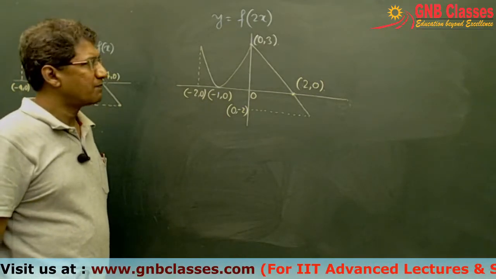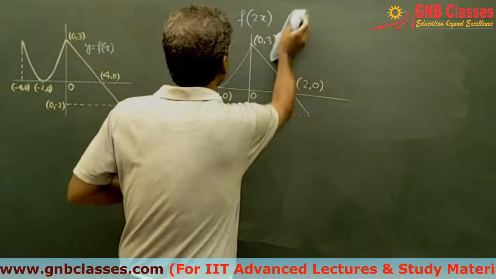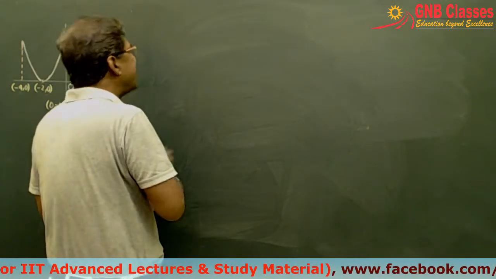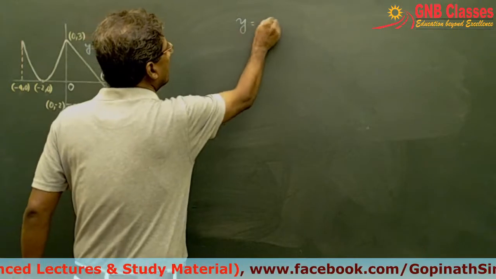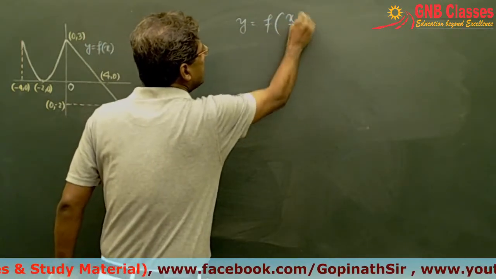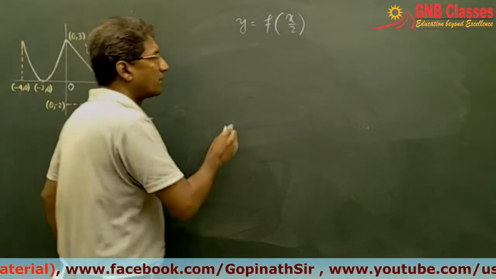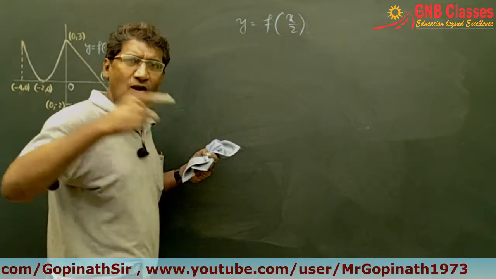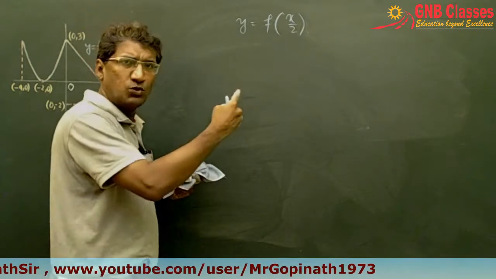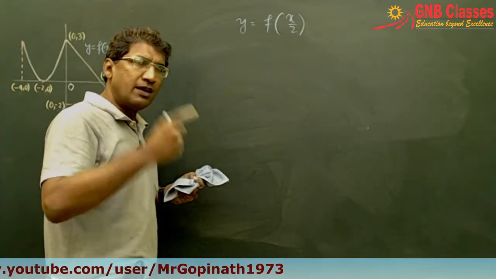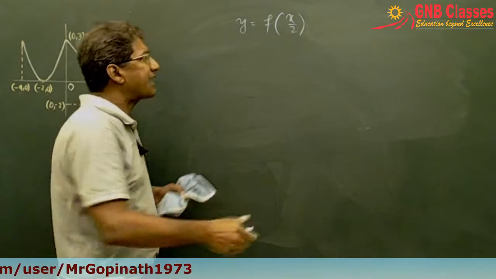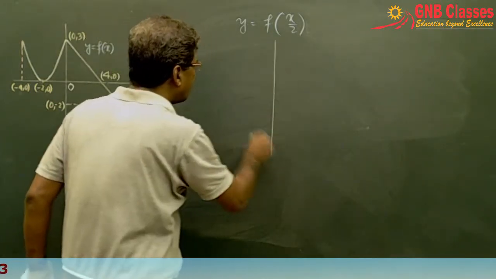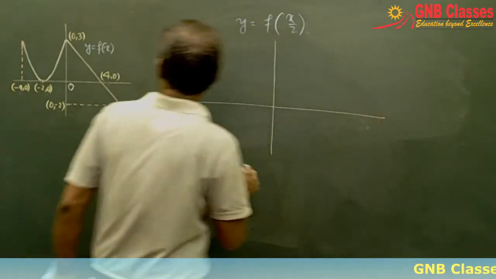Is it clear? Similarly, if I try to draw the transformed graph of y equals f of x by 2, then how will we draw it? What I told you, in that case, you have to stretch the graph along the x-axis by 2 units without affecting the coordinates on the y-axis. So how will the graph look after stretching it?